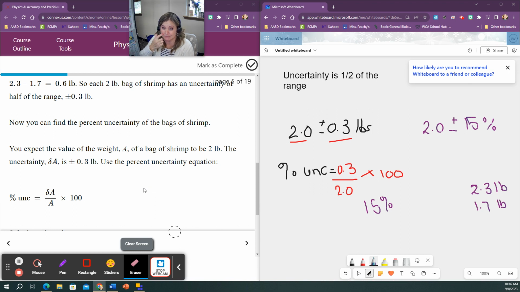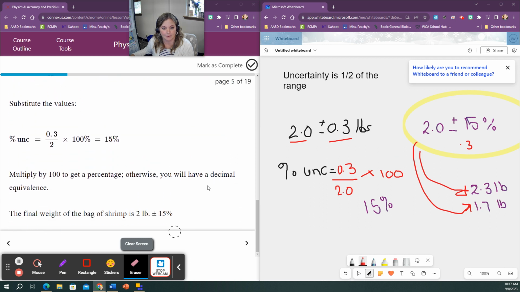Now that's how we got it to begin with, but sometimes they'll give you this and ask you to calculate the highest value or to calculate the lowest value. So that's how you would do that. You find the percent, 15% of 2.0 is 0.3, and then you just add or subtract the 0.3. Okay.